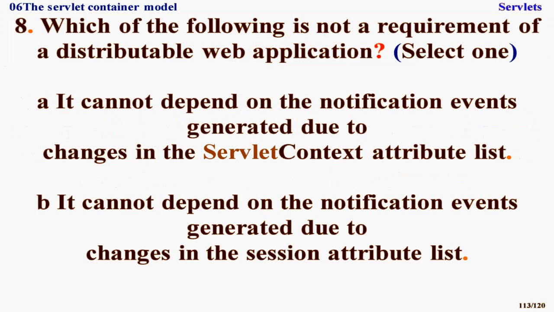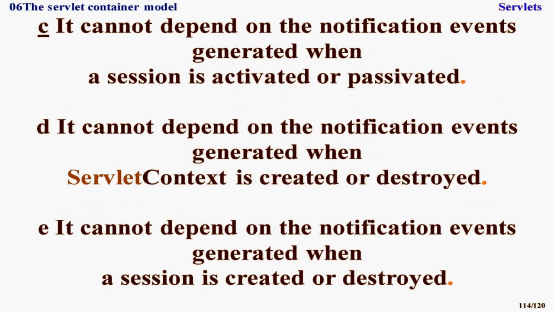8. Which of the following is not a requirement of a distributable web application? Select 1. A. It cannot depend on the notification events generated due to changes in the servlet context attribute list. B. It cannot depend on the notification events generated due to changes in the session attribute list. C. It cannot depend on the notification events generated when a session is activated or passivated. D. It cannot depend on the notification events generated when servlet context is created or destroyed. E. It cannot depend on the notification events generated when a session is created or destroyed.